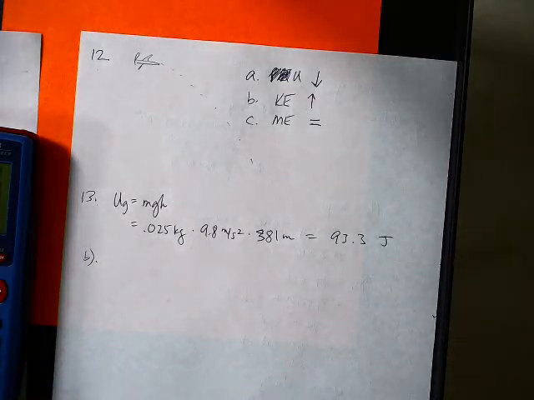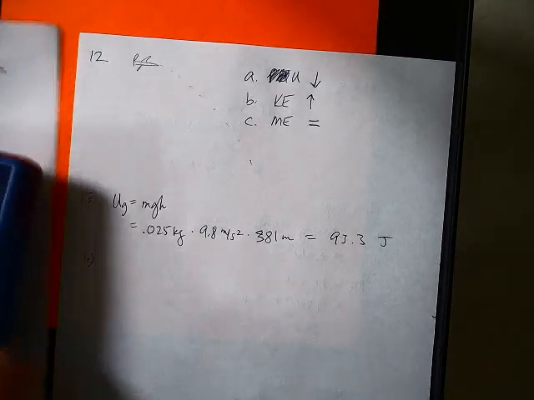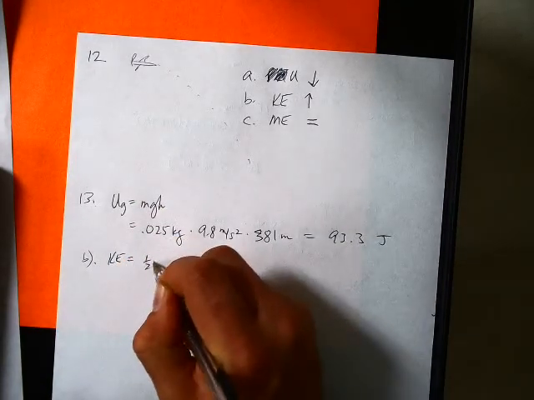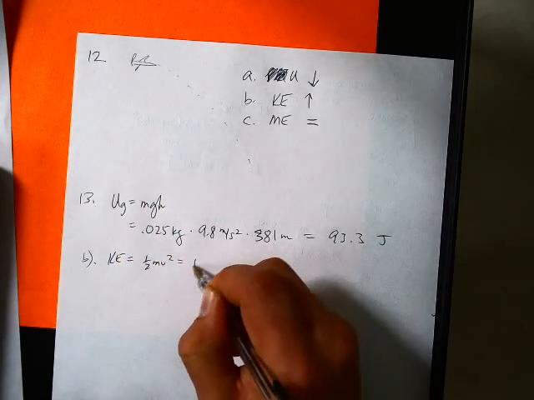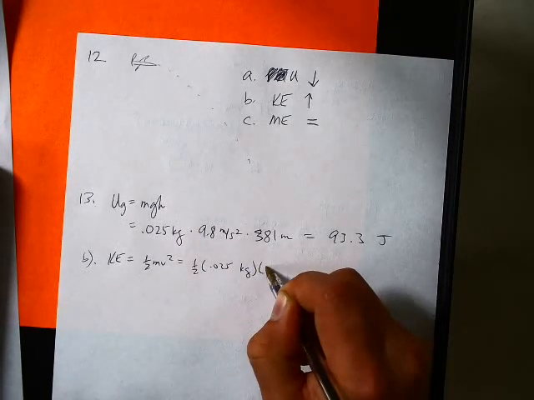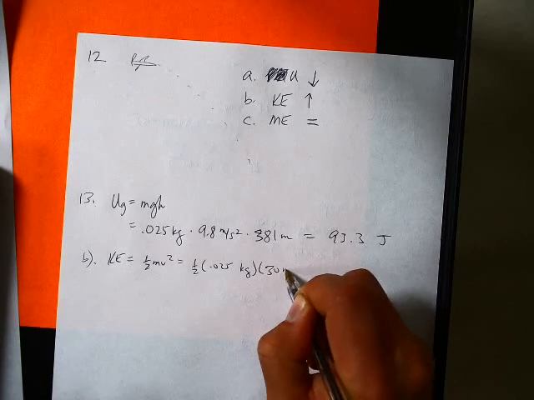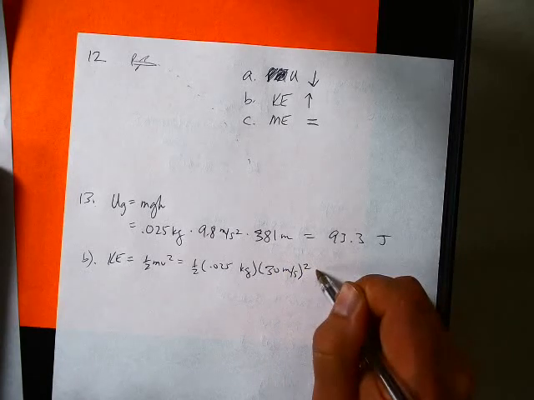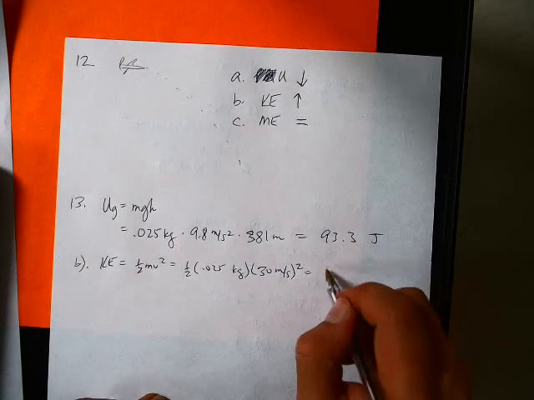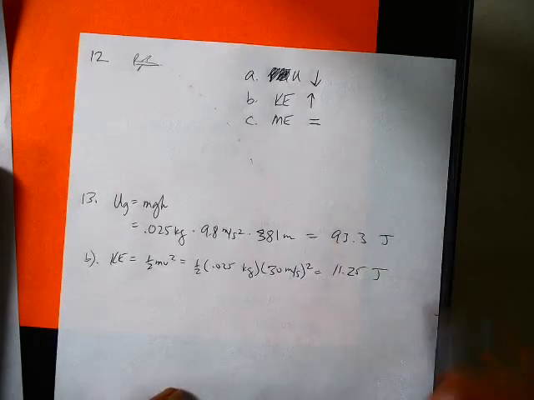Part B, if it is falling down at a speed of 30, how much kinetic energy does it have? This is just another practice. 1/2 mv squared. So 1/2 times 0.025 times the speed, what did I say, 30 meters per second, squared. So we have 900 times 0.0125, which is 11.25 joules.